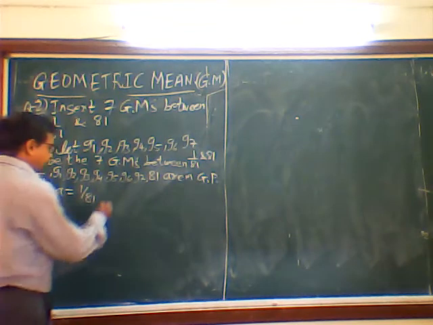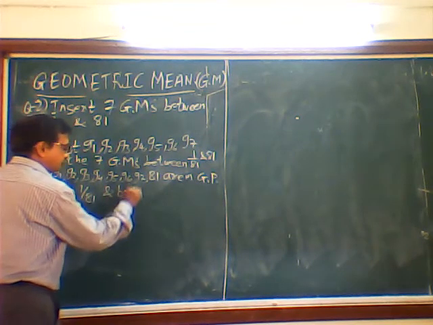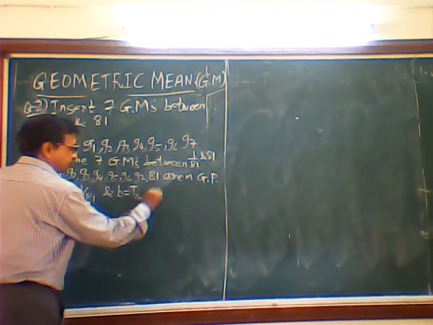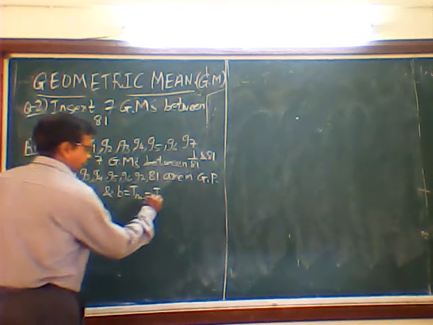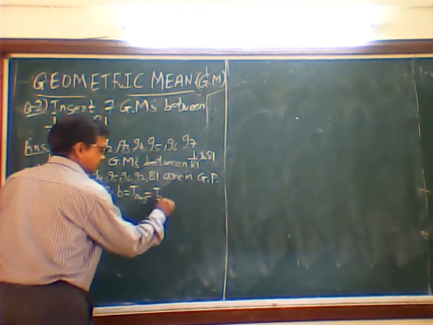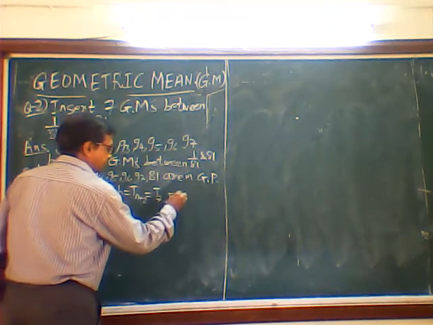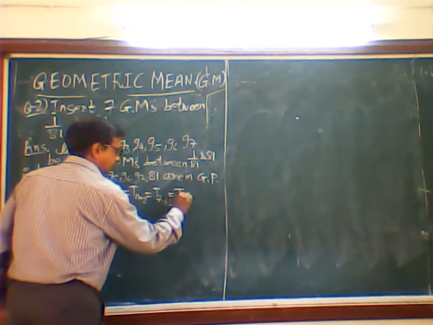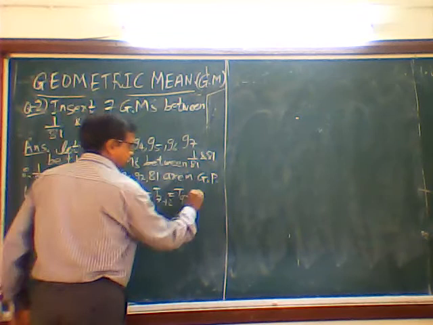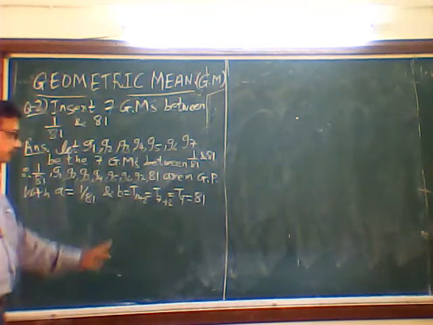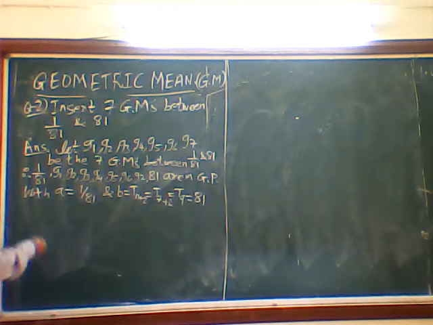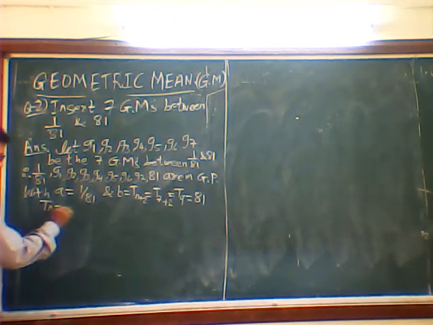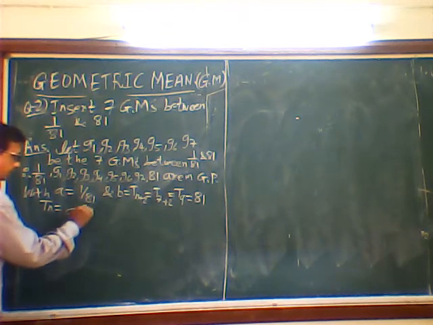and B is equal to what again? Tn plus 2, that is Tn. N is what? 7 geometric means. 7 plus 2 is equal to what? T9. T9 is equal to 81. B I said na, B will be 81. Fine. Then again the general formula is Tn equals A r raised to n minus 1.